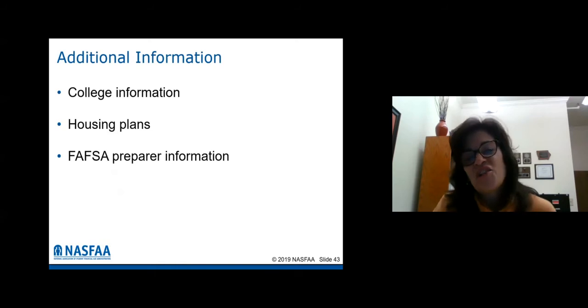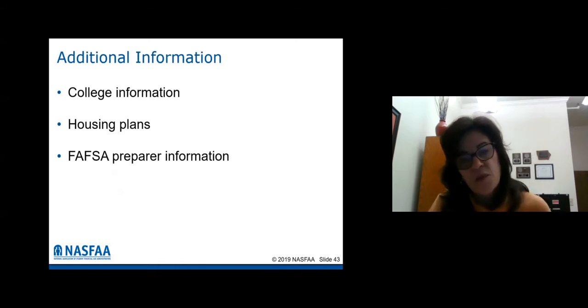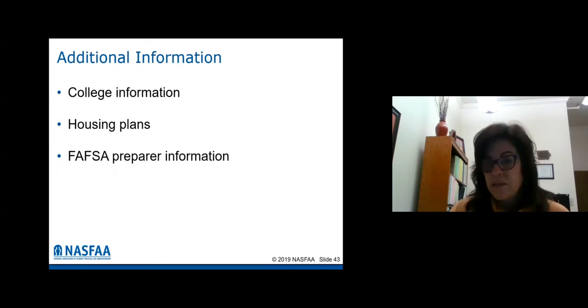Okay. So the college information: what colleges they're looking at, if they're going to live on campus or with their parents. If you paid someone to prepare the FAFSA for you, that would go in there. Otherwise, you skip that FAFSA preparer section.